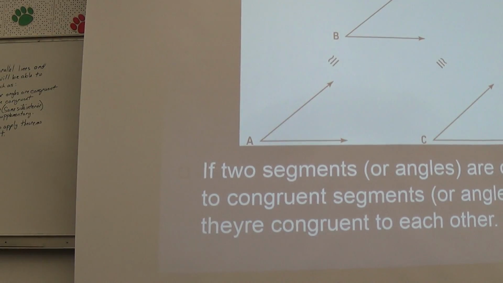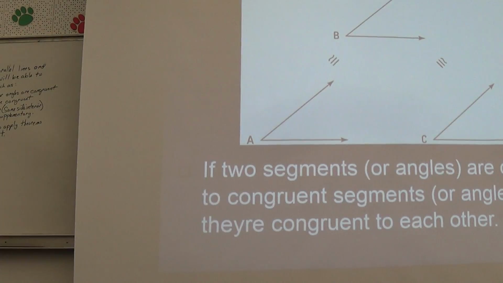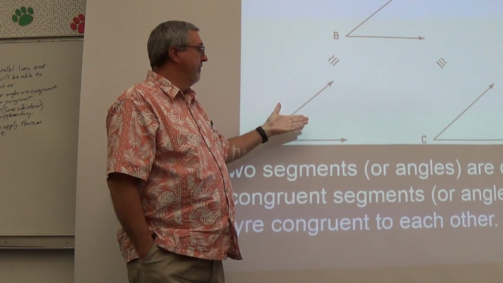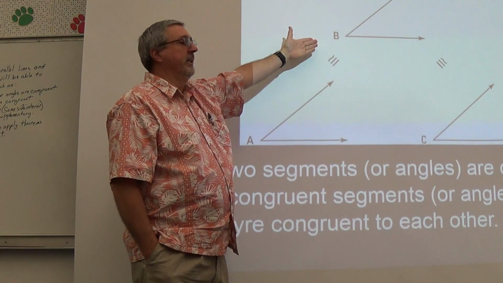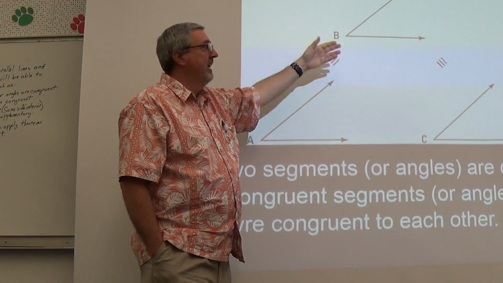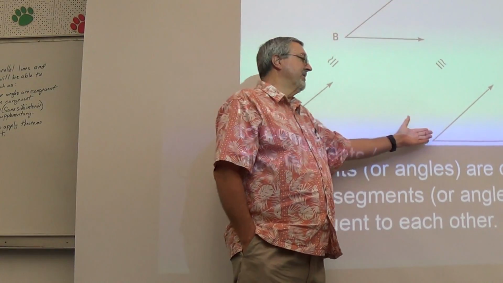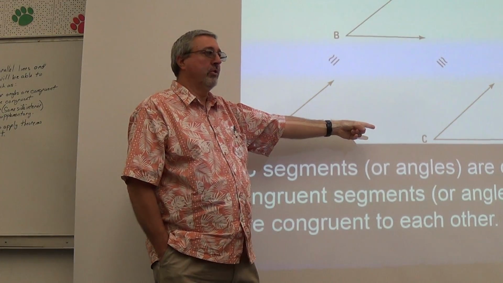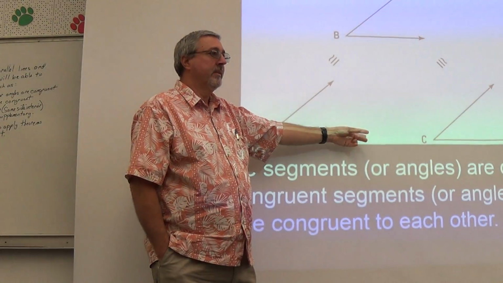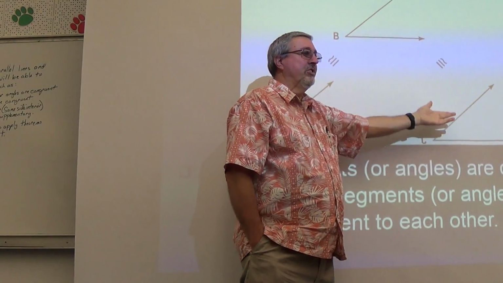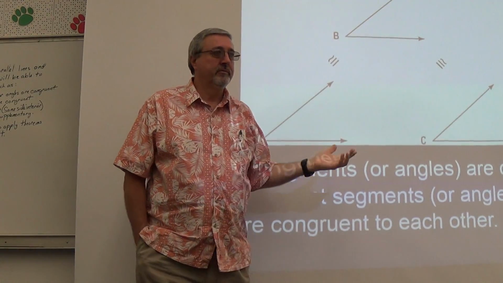So, here's an example. If 2 segments or angles are congruent to 2 congruent segments or angles, they are congruent to each other. So if angle A is congruent to angle B, so if this is 20 degrees and this is 20 degrees, right? They're equal to each other. And B is equal to C, then C is equal to A, and it's also 20 degrees. A is equal to B, and C is equal to B, then C is equal to A. Transitive property.